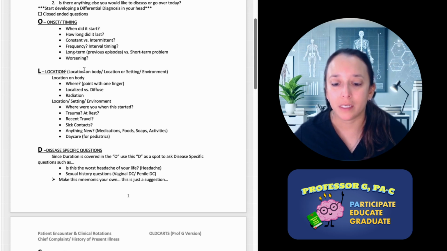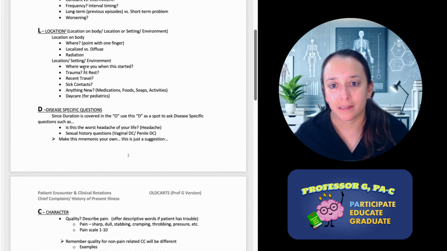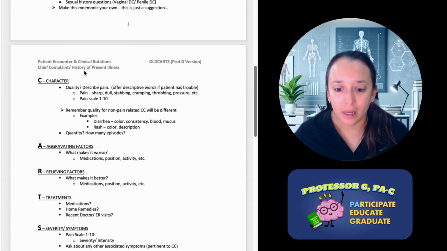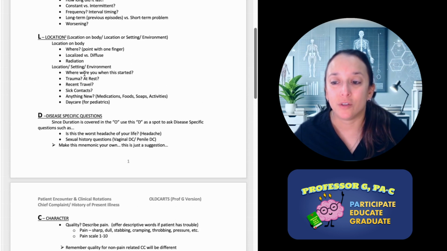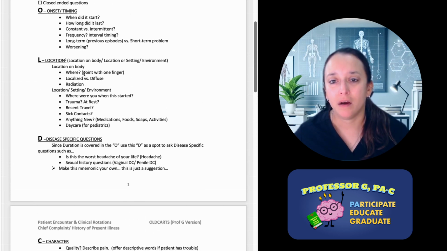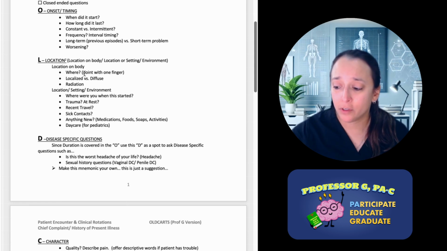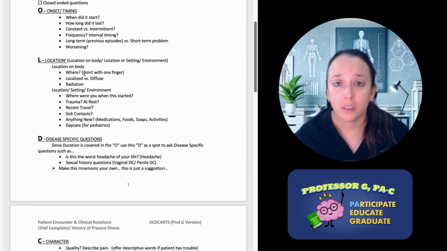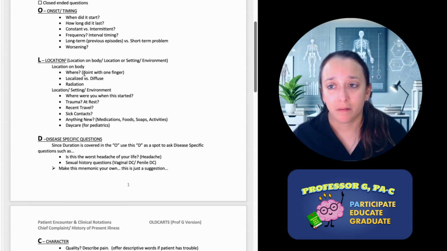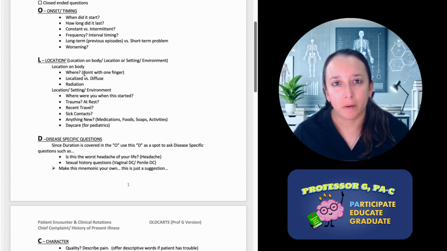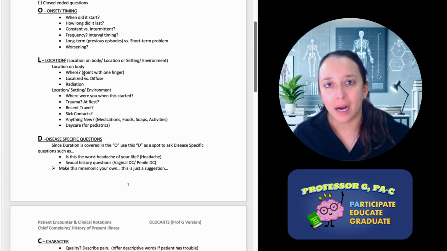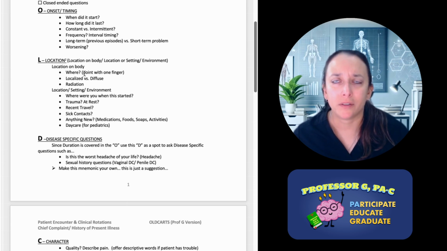OLDCARTS. And I'm going to go one by one and show you what I do and kind of the method behind my mnemonic. So, like I said, whichever mnemonic you choose to use is great. You stick with it. This might also help you even if you don't use OLDCARTS because it can kind of tell you the importance behind those characters like onset or duration or things like that.